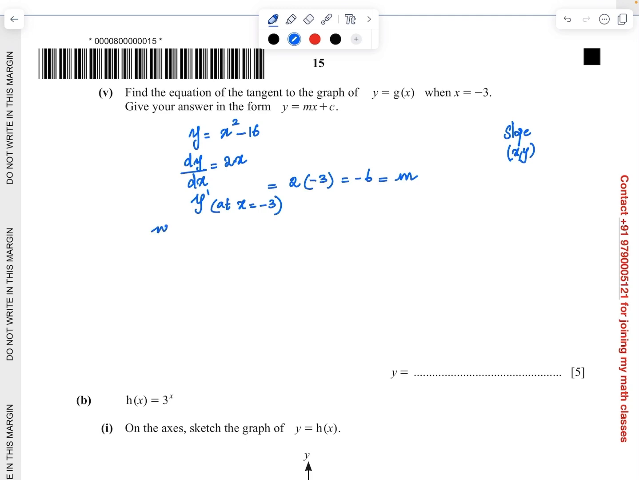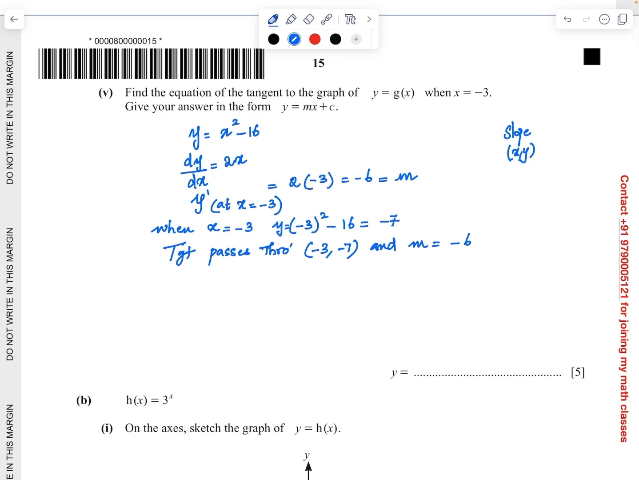Now when x is equal to minus 3, y becomes minus 3 to the power 2 minus 16, which is 9 minus 16, that is minus 7. So this tangent passes through minus 3 comma minus 7, and it has a slope of minus 6.